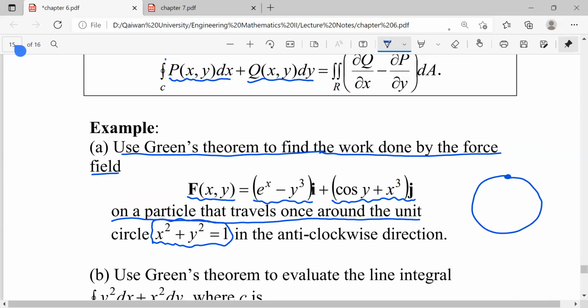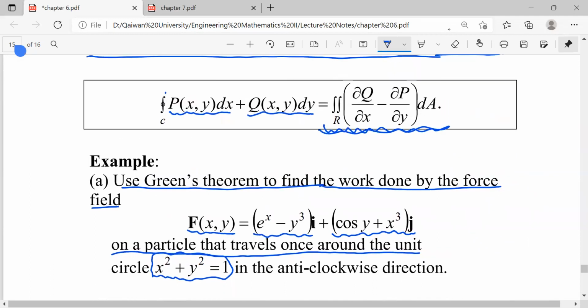We have a particle. It moves counterclockwise once up to here. It says find the work done. Here we find the line integral, and we use this rule for finding the work done. Okay, let's do it.